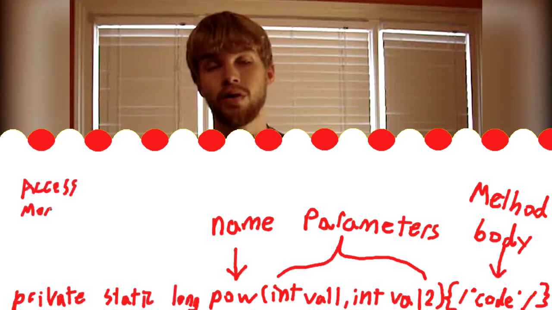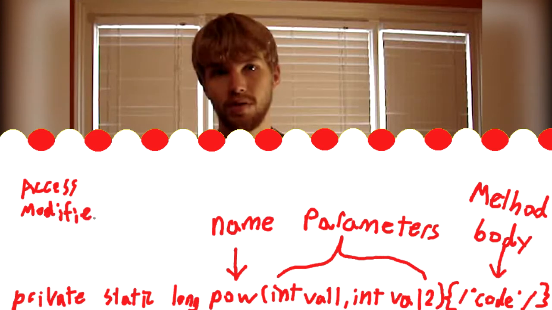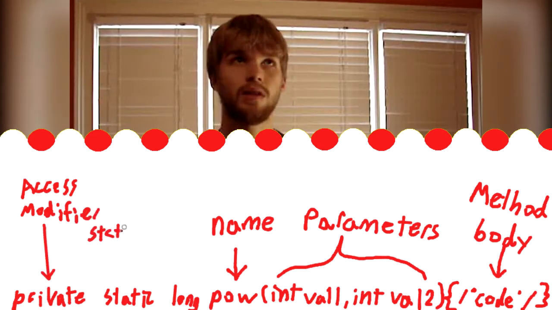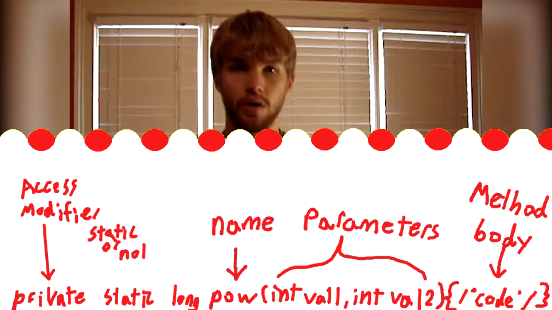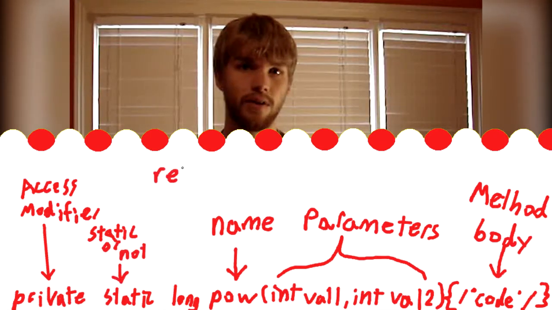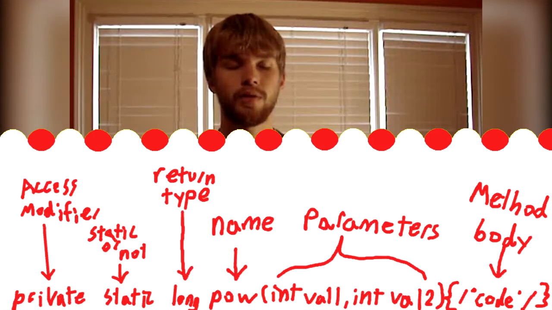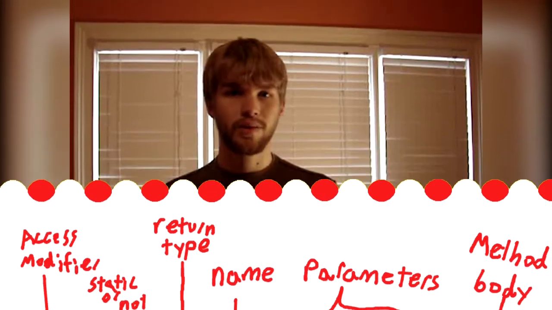Okay, so earlier I said you need to put a few things before the method name. There are three things that you put before the method name. The three things are the access modifier, static versus non-static, and return type. Now, it always needs to be in that order. Sometimes you can omit a few of them under certain circumstances, but they always need to be in that order. If you get the order mixed up, then you'll get a glitch.